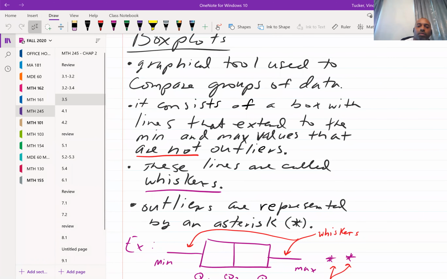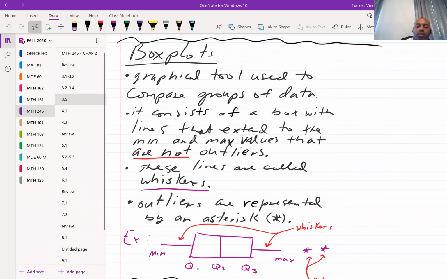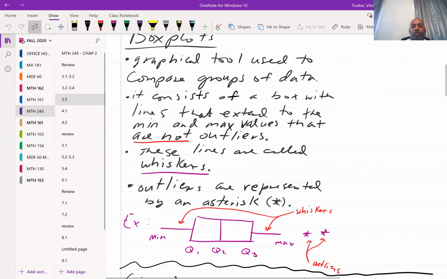And so, minimize this a little bit. So that's how we would do our box plot. Notice the minimum and maximum value would be where the whiskers extend to, as long as they're not outliers. Q1, Q2, and Q3 would be lines of our box. And then any outliers, whether it's on the right side of the max or left side of the min, will be represented by asterisks.